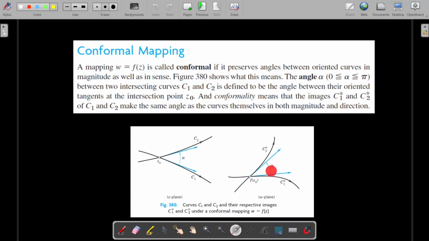If the angle between C1 star and C2 star is also equal to alpha, in magnitude and in direction, we can say that this is a conformal mapping. So the angle alpha, where alpha lies between 0 and pi, between two intersecting curves C1 and C2 is defined to be the angle between their oriented tangents at the intersection point Z0. Conformality means the images C1 star and C2 star of C1 and C2 make the same angle as the curves themselves in both magnitude and direction. Then we say that such a map is a conformal mapping.